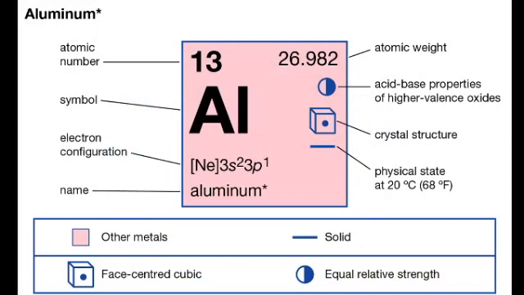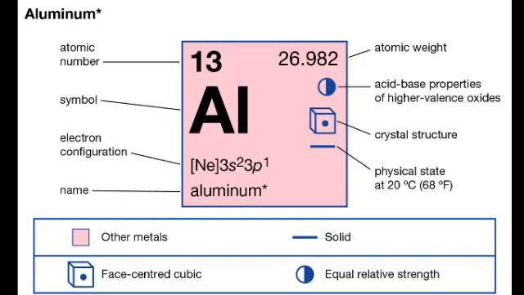This is the symbol of aluminium, Al. Atomic number 13. Atomic weight 26.982. This is the crystal structure. Symbol Al. Electronic configuration 3s2 3p1.